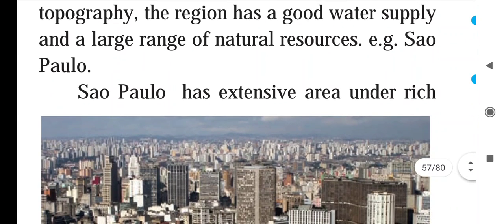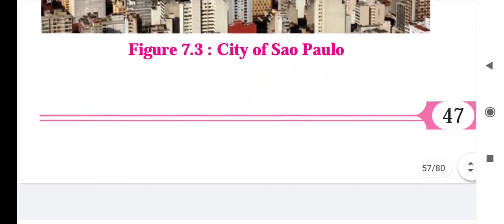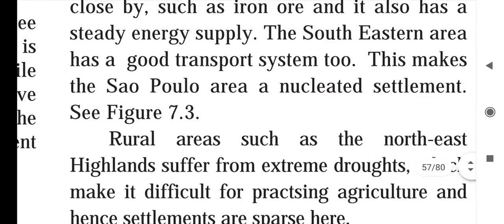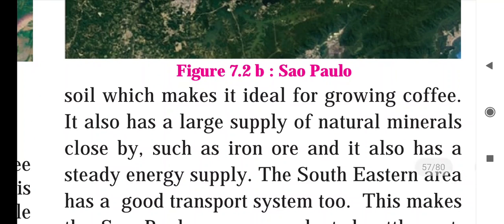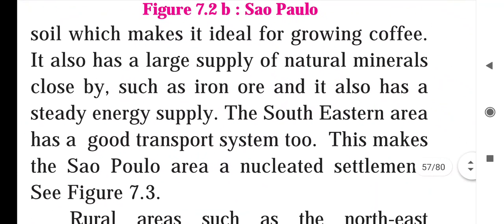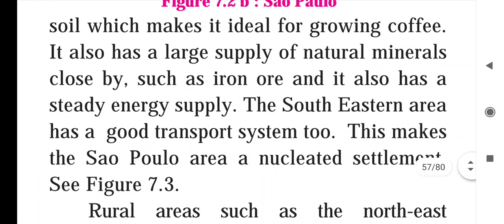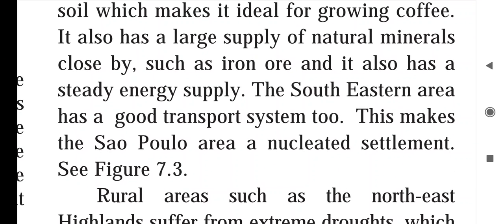Sao Paulo has an extensive area under rich soil, which makes it ideal for growing coffee. So in the Sao Paulo region, the climate is very good for coffee cultivation. It also has a large supply of natural minerals close by, such as iron ore, and it also has a steady energy supply. The southeastern area has a good transport system too. This makes the Sao Paulo area a nucleated settlement.